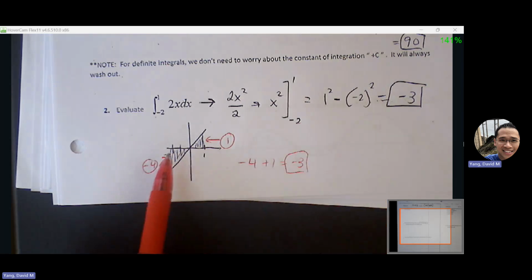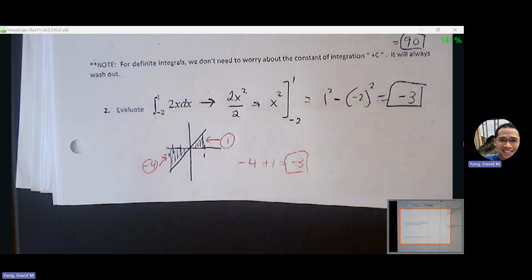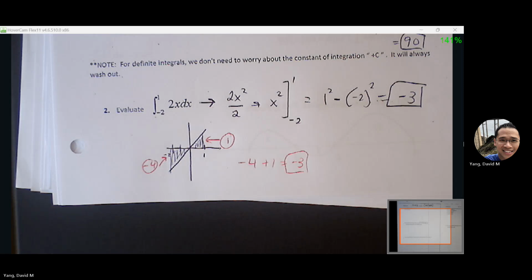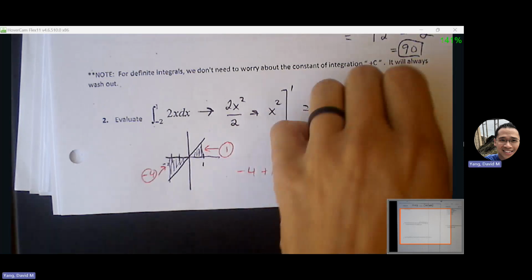The reason we get -3 is because we accumulate more values below the x-axis than above the x-axis. So we can think of this as displacement. Next page.